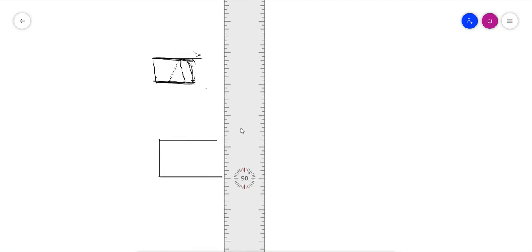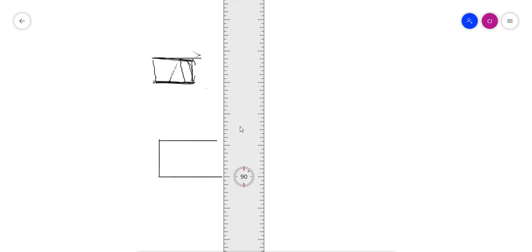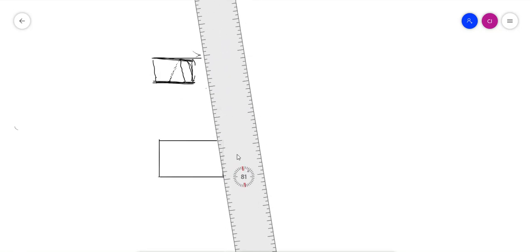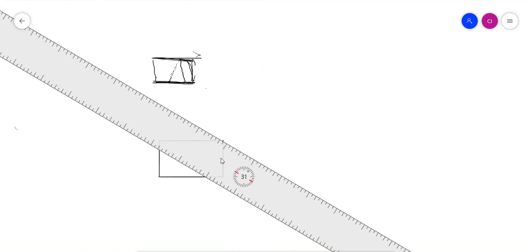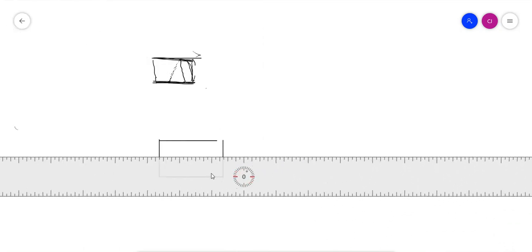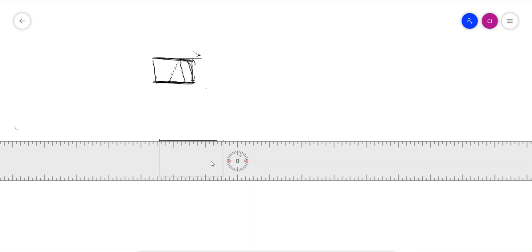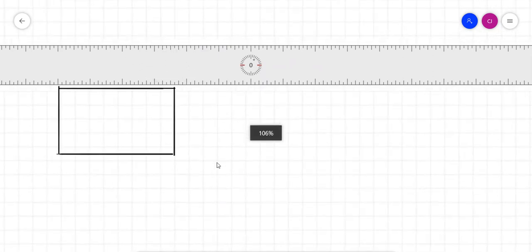Okay, at least that looks a little bit more like a rectangle. Now let's assume that that is a golden rectangle. We did the construction. Move this up out of the way, and I'm going to zoom in on that.